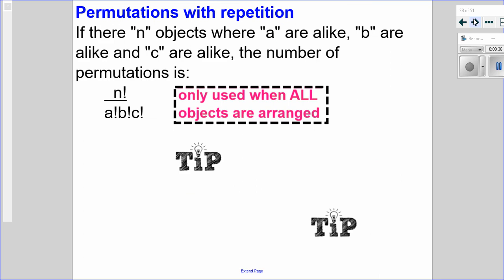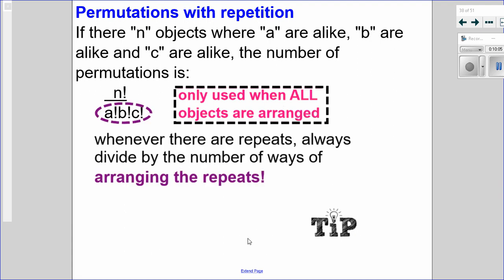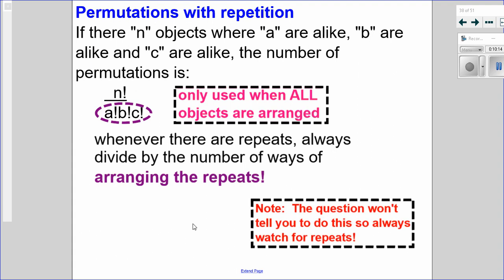So let's take this idea and look at how we solve permutations with repetitions. So if there are n objects in total, A of them are the same, B of them are the same, maybe C of them are the same. The total number of permutations is n factorial divided by A factorial times B factorial times C factorial. Now this is only used when all the objects are arranged. So what we're really doing is, anytime there's repetition, always divide by the ways of arranging the repeats. Now the question won't tell you that there's repeats, so you need to look for repeats in every question that you do.